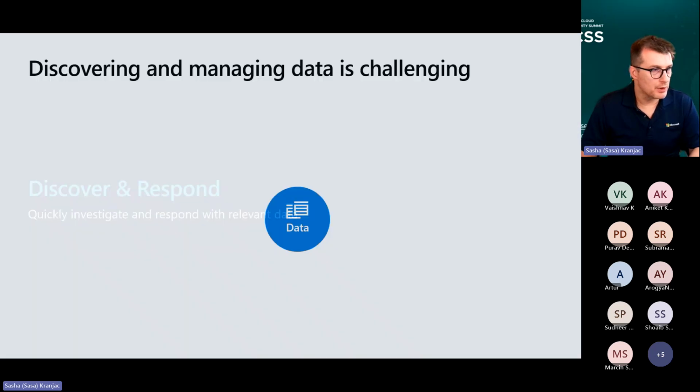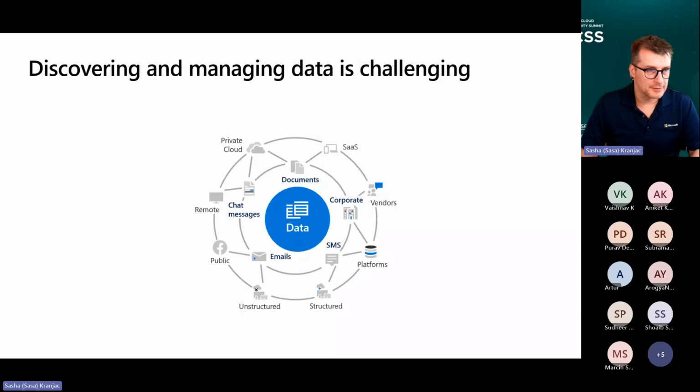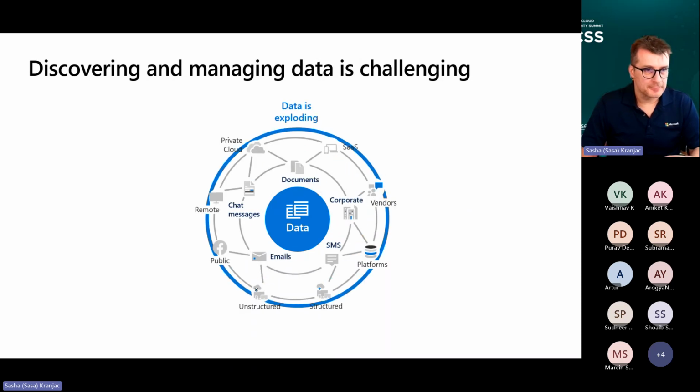Anyway, discover and respond. Discovering and managing data is actually challenging. So the data is exploding. Yes, it is, but it's a serious challenge to the customer. The data is in fact a challenge we face everywhere.